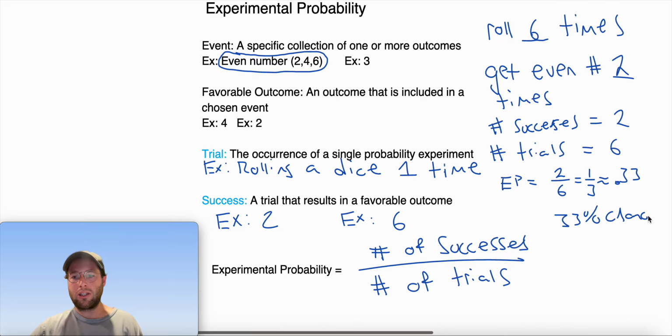Now, let's remember that whenever we calculated the theoretical probability of getting an even number, we got that it would be a 50% chance. But let's compare and contrast that with the experimental probability when we rolled a dice 6 times and we got an even number 2 of those times. And so when we calculate the experimental probability, we get that there's a 33% chance. So that tells us that the theoretical probability and the experimental probability may not always be the same.